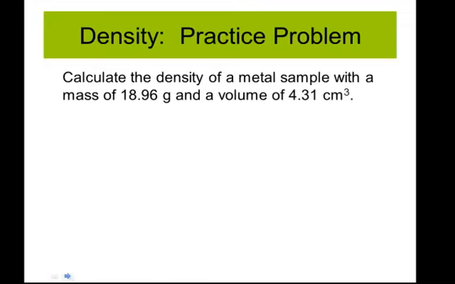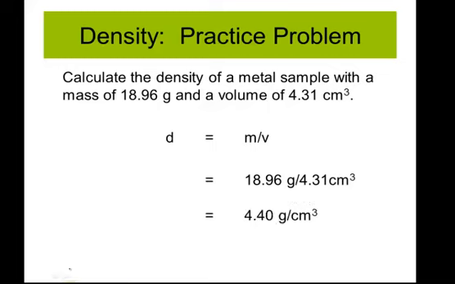So we could do some problems. This one says calculate the density of a metal sample, and they give me the mass and they give me the volume. So I'm going to use my equation, and then I'm going to plug in the mass that I was given and the volume. So I would take 18.96 divided by 4.31, and I get an answer of 4.40, and the grams was on the top and the centimeters cubed was on the bottom. And I could use this equation and rearrange it, for example, if I wanted to find the volume or if I wanted to find the mass. As long as I knew two of the pieces, I could find the other piece.